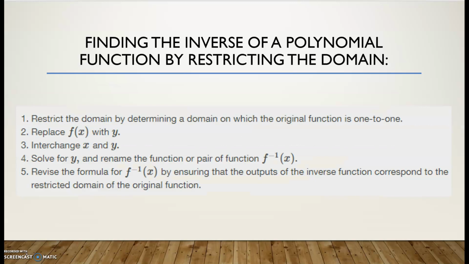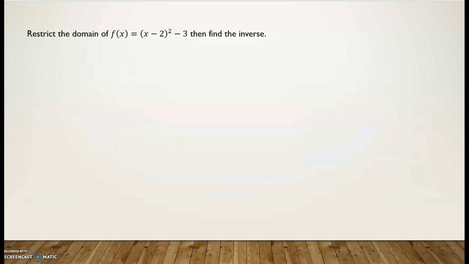Okay, so finding the inverse of a polynomial function by restricting the domain. First, restrict the domain by determining a domain on which the original function is one-to-one. And then the rest of the steps are the same steps that we follow when finding an inverse. So let's look at this right here. Restrict the domain of (x minus 2) squared minus 3, then find its inverse.